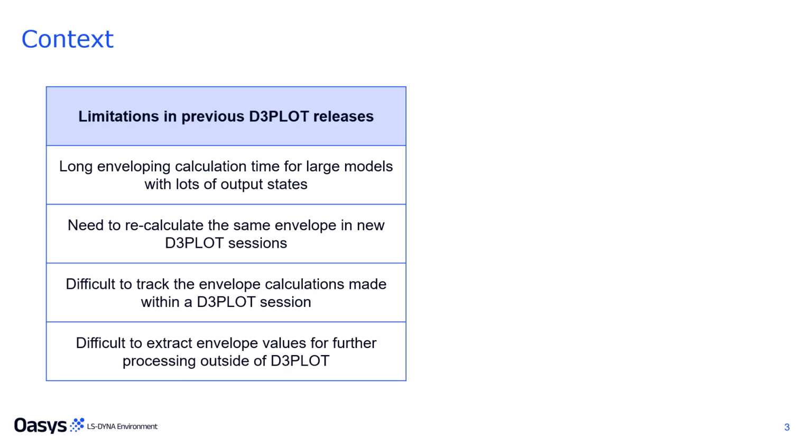In previous versions of D3PLOT, there were some limitations to the data enveloping functionality. You might have to wait a long time when calculating on large models with lots of output states. There would be a need to recalculate the same envelope in current and future D3PLOT sessions. It was difficult to track the envelope calculations that had been made within a single D3PLOT session, and difficult to extract the envelope values for further processing outside of D3PLOT.